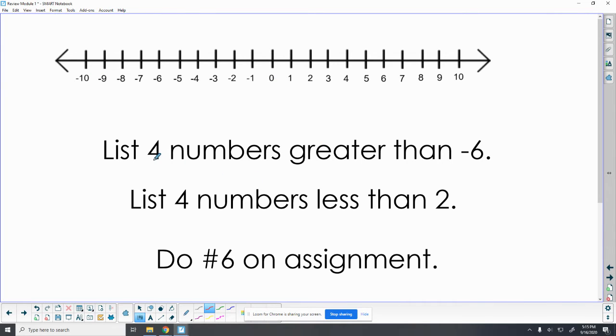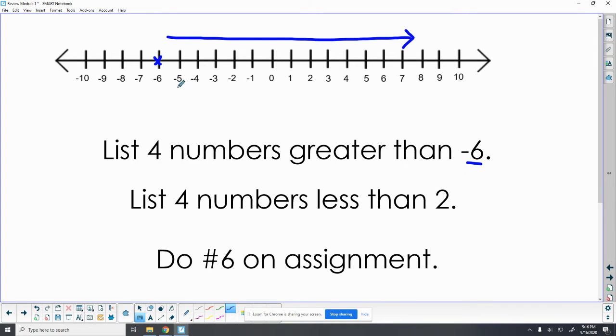Number 6 is going to ask us to list 4 numbers that are greater than -6. So there are lots and lots of options here. We just need to think of 4. So I'm going to first start, and I'm going to graph -6. So I know it's on the left side in the negatives. So here's -6. And I need to find 4 numbers greater than -6.